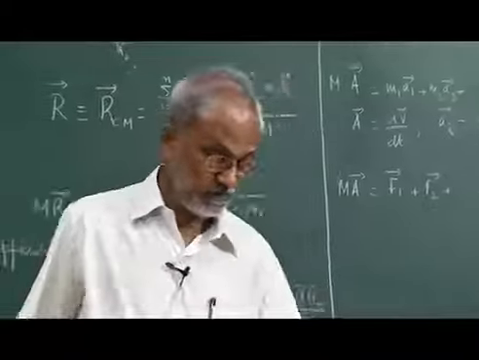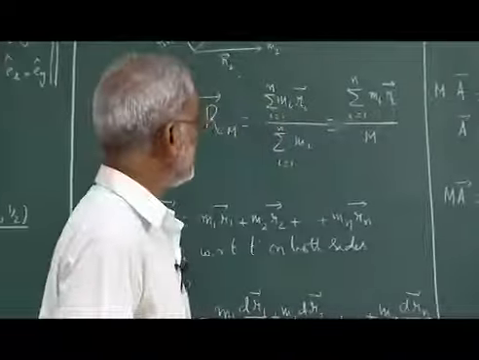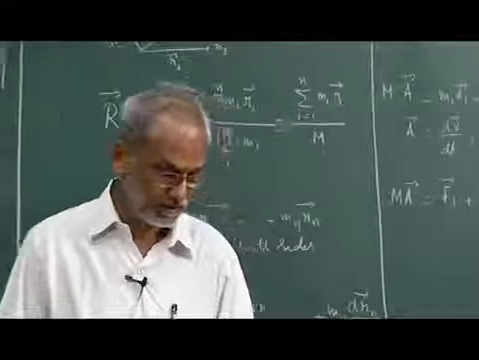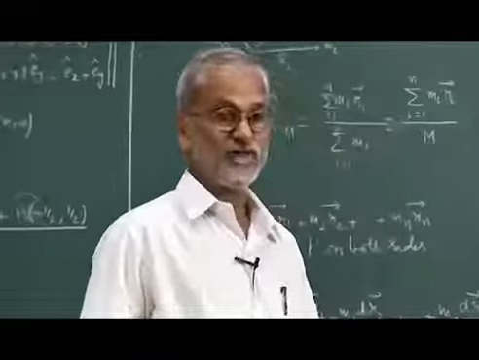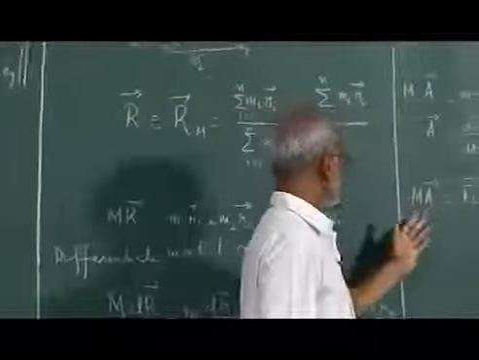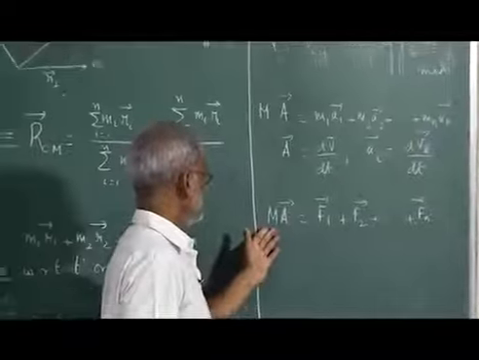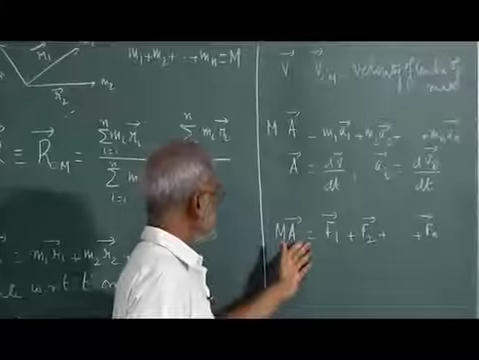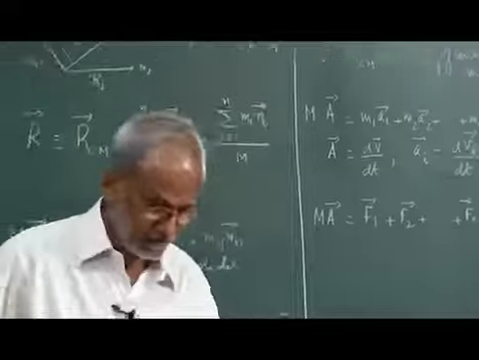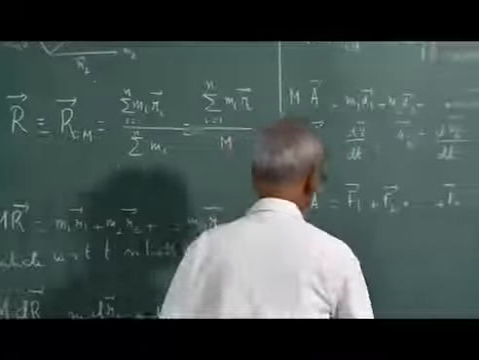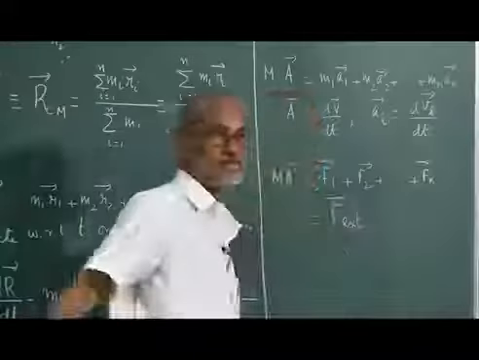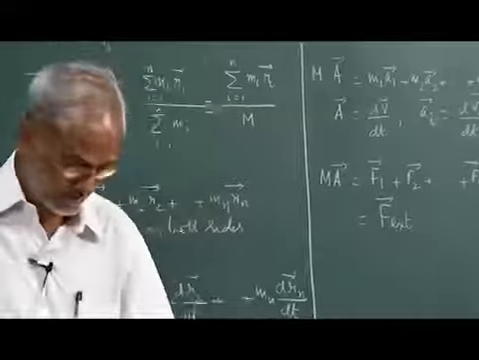So what does it mean? The vector sum of forces acting on the particles is exactly equal to the mass of the system of particles multiplied by the acceleration of the center of mass. So this is the mass times the acceleration of the center of mass, which is equal to all the external forces acting on the system. You call this term the external force.